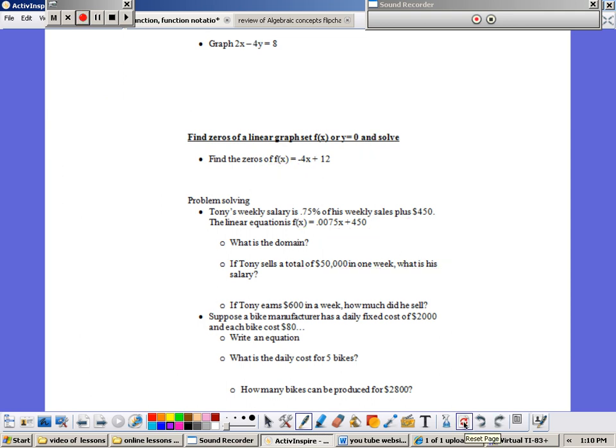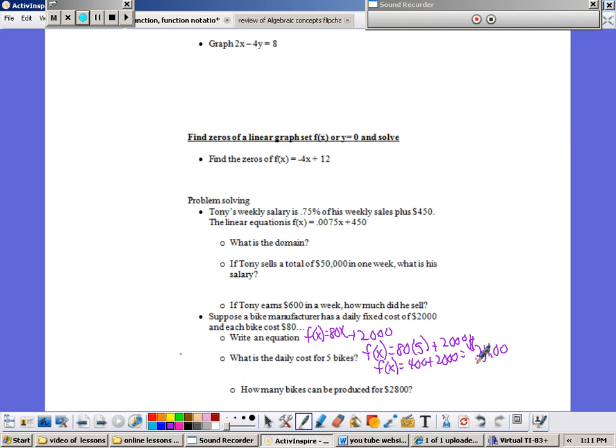Suppose a bike manufacturer has a daily fixed cost of $2,000 and each bike costs $80. Write an equation. Well, you have a fixed cost of $2,000, so that's your starting point. And then it's $80 per bike. We don't know how many bikes, so f of x equals 80x plus 2,000. What is the daily cost of 5 bikes? Well, the cost is f of x, so 80 times 5 plus 2,000. f of x is equal to 400 plus 2,000, which is $2,400.